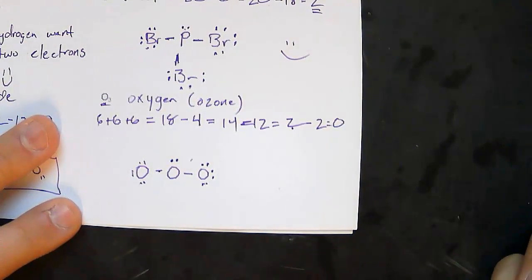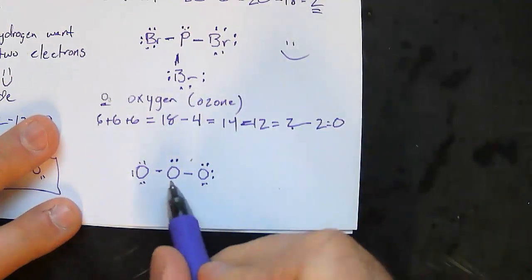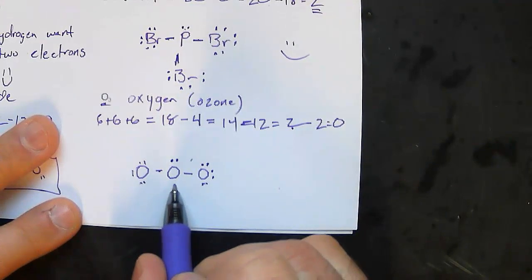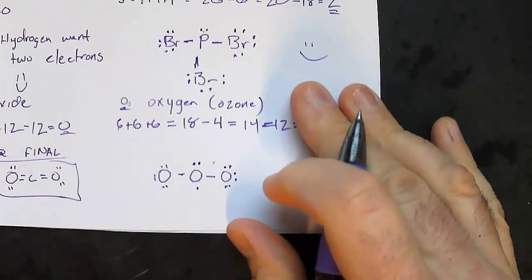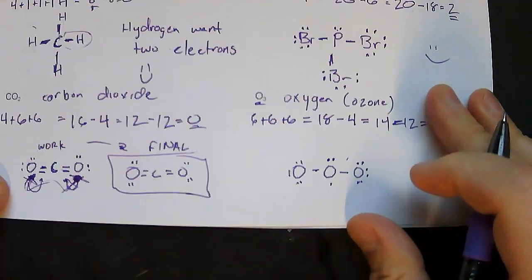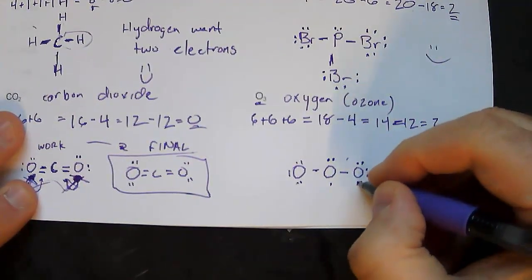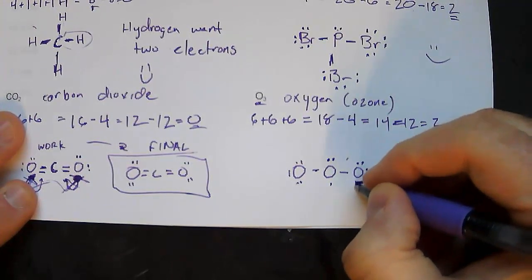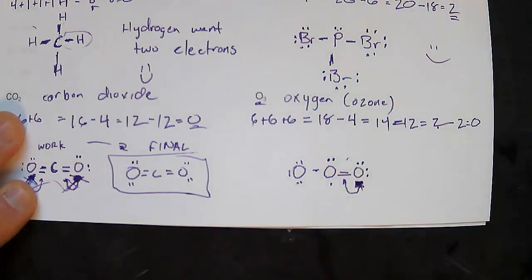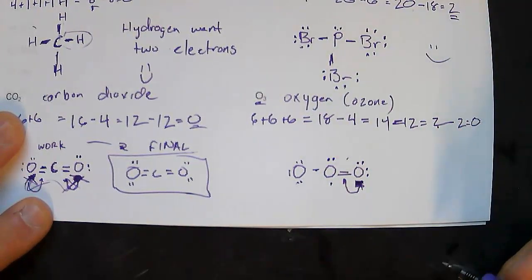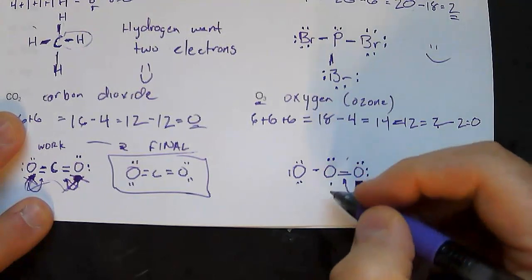So in order to make this middle oxygen happy, we have to make a multiple bond. We're going to do the same thing that we did over here. We're going to move a pair of electrons in here, so these electrons are now shared between the 2 oxygens.